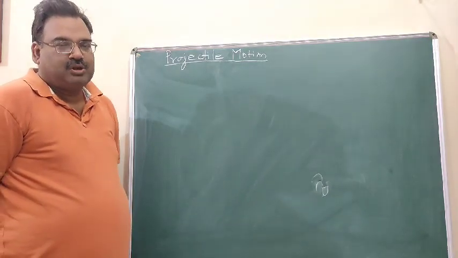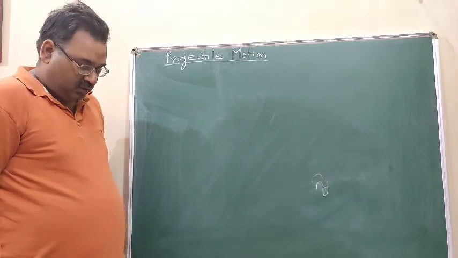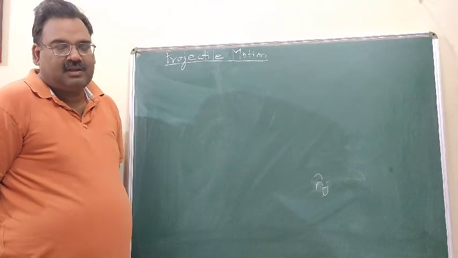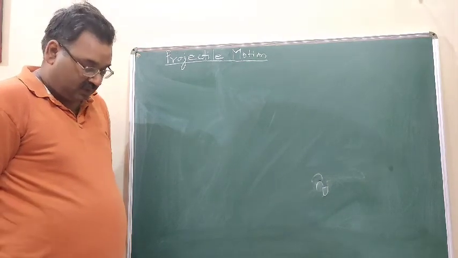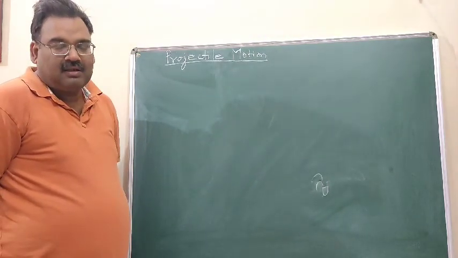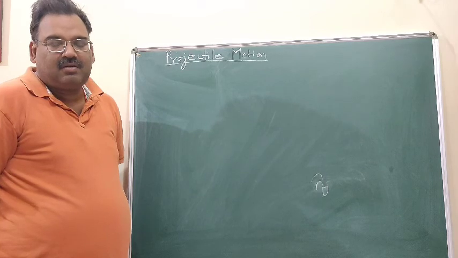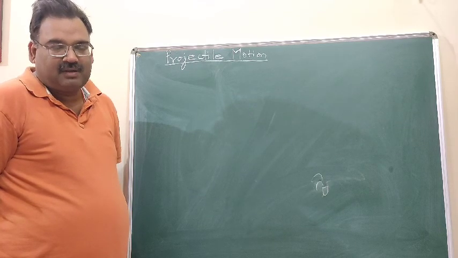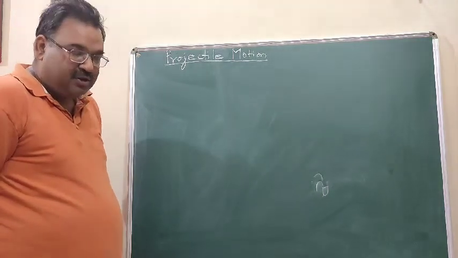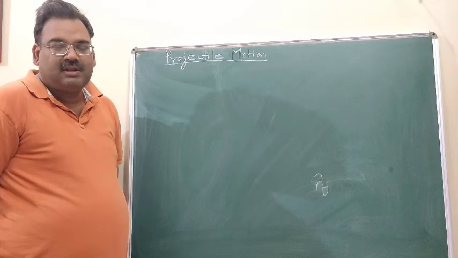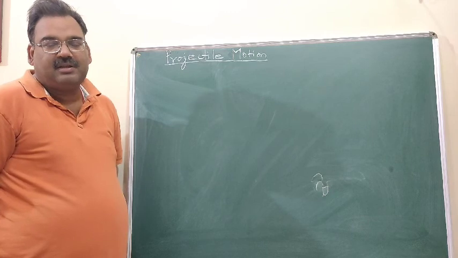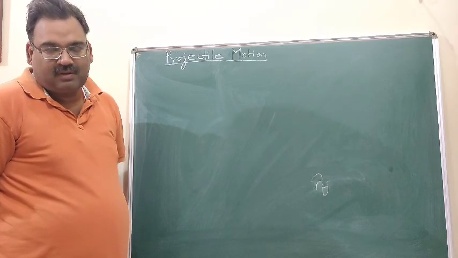Discuss projectile motion. There are two kinds of motion: motion in a straight line, and the second one is projectile motion. When a body moves under an acceleration and the direction of the acceleration is the same as the direction of the velocity, then the body moves in a straight line. The magnitude of the velocity increases, but the direction of the velocity remains the same as that of the initial velocity.